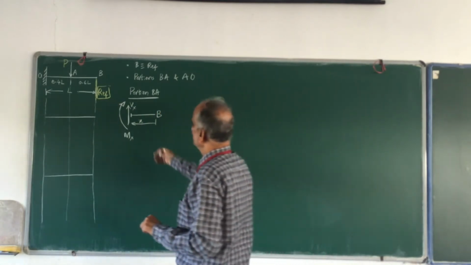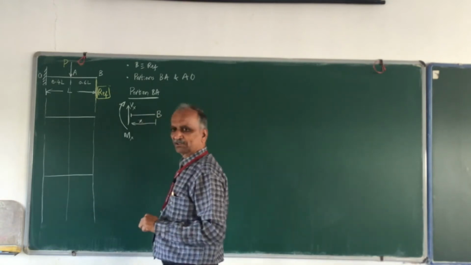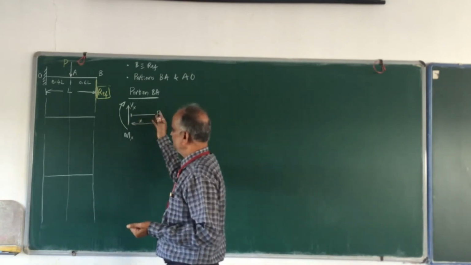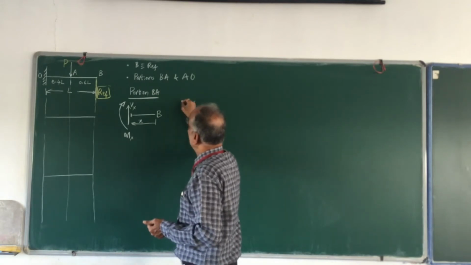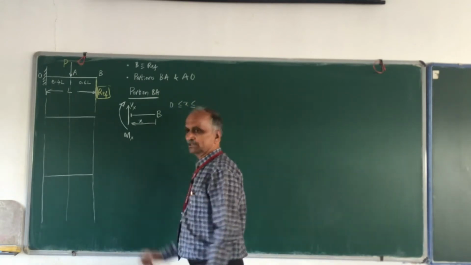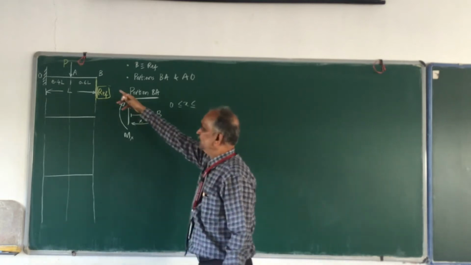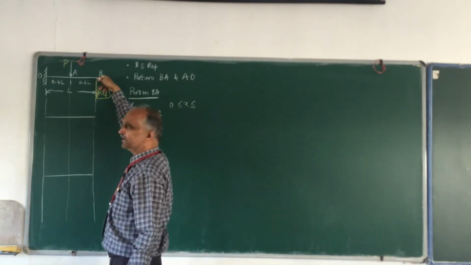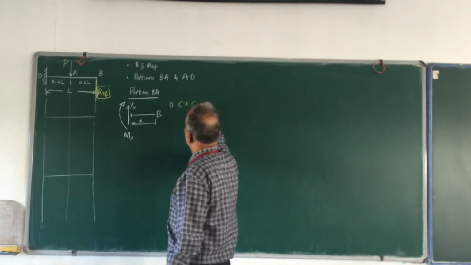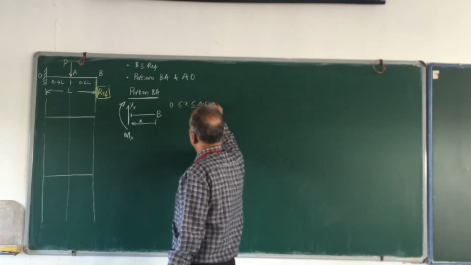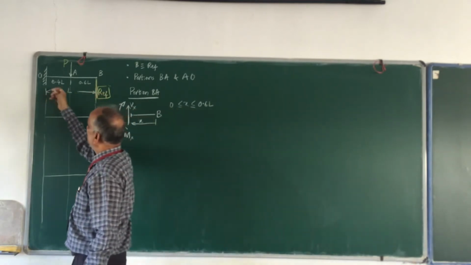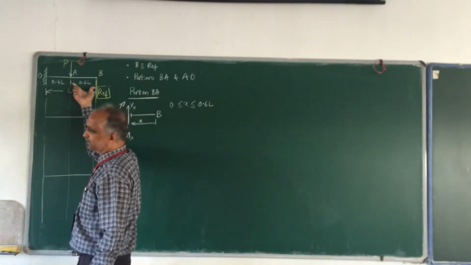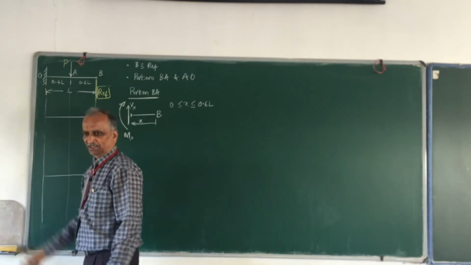Now I do not have any external load in this portion. As I said, I shall write down the x range. x is 0, the smallest value, when I am at B, and the largest value is 0.6 L. The total length is L, and this is 0.6 times that, and this is 0.4 times that.